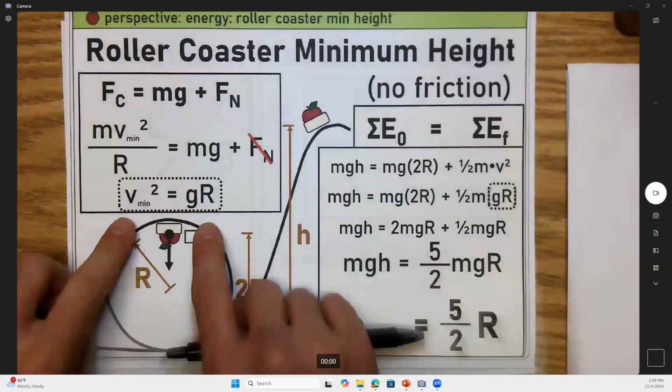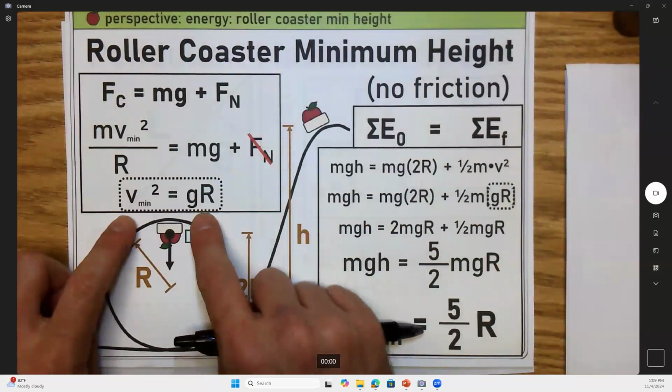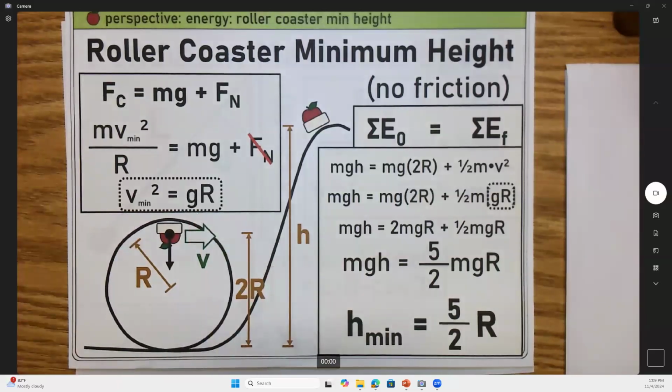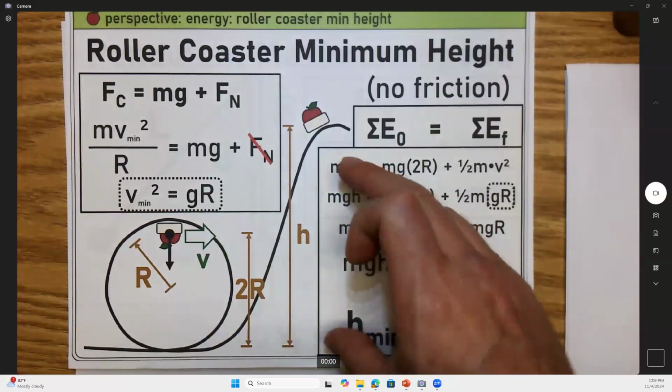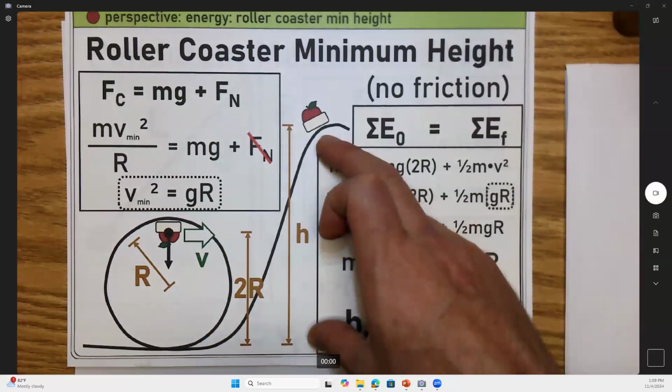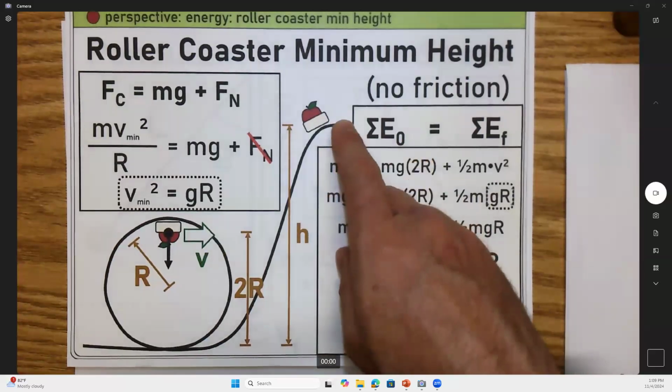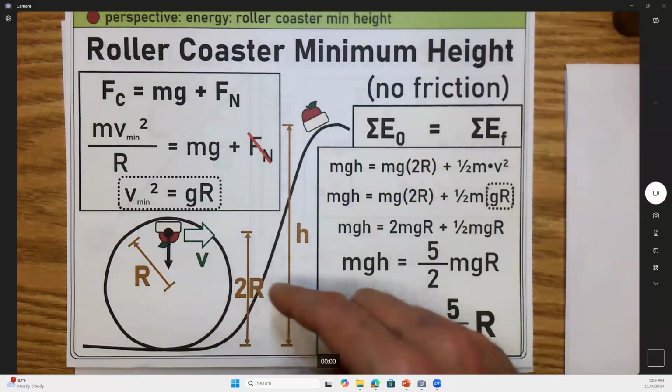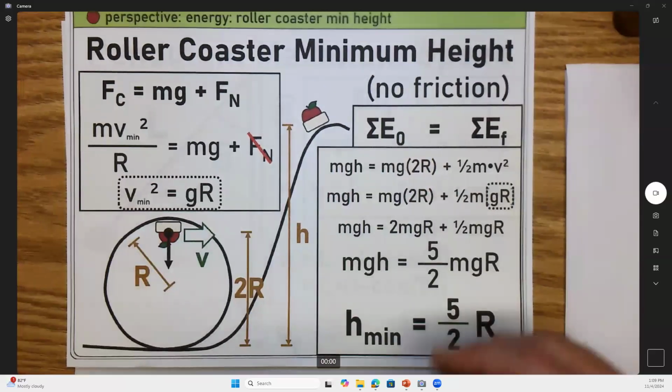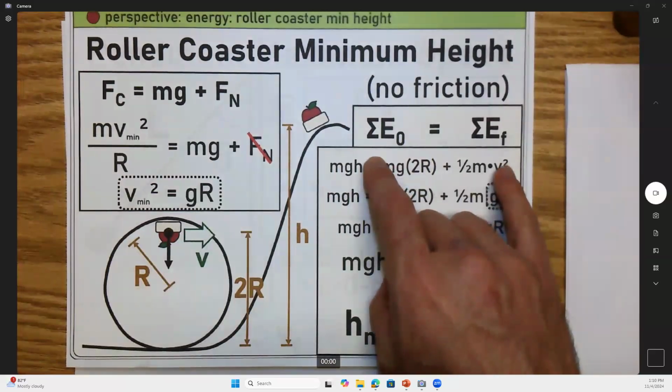Oh, look at that. V equals square root of gR, right? We got that like a long time ago. Well, 2 weeks ago, something like that. Now we're going to extend this question and say, what is the minimum height of this hill that I have to drop this from so that it reaches that speed, so that it can get around? Okay. And I have a conservation of energy setup.